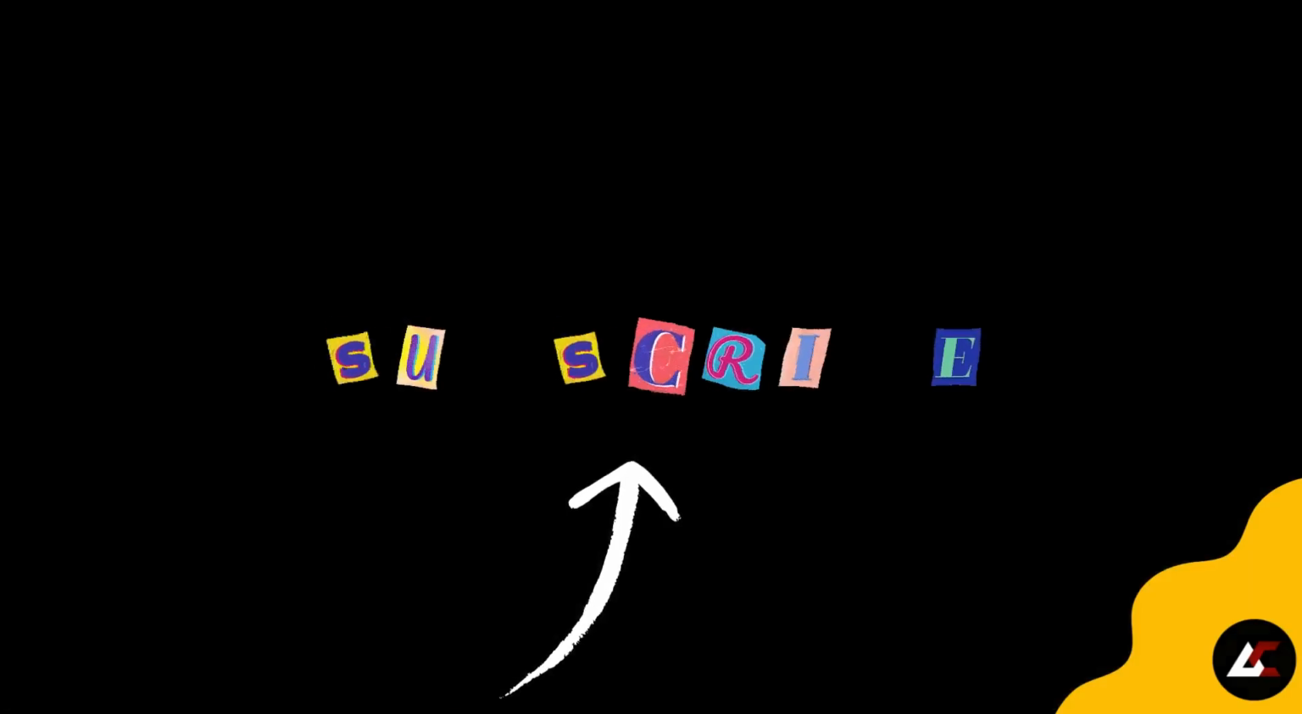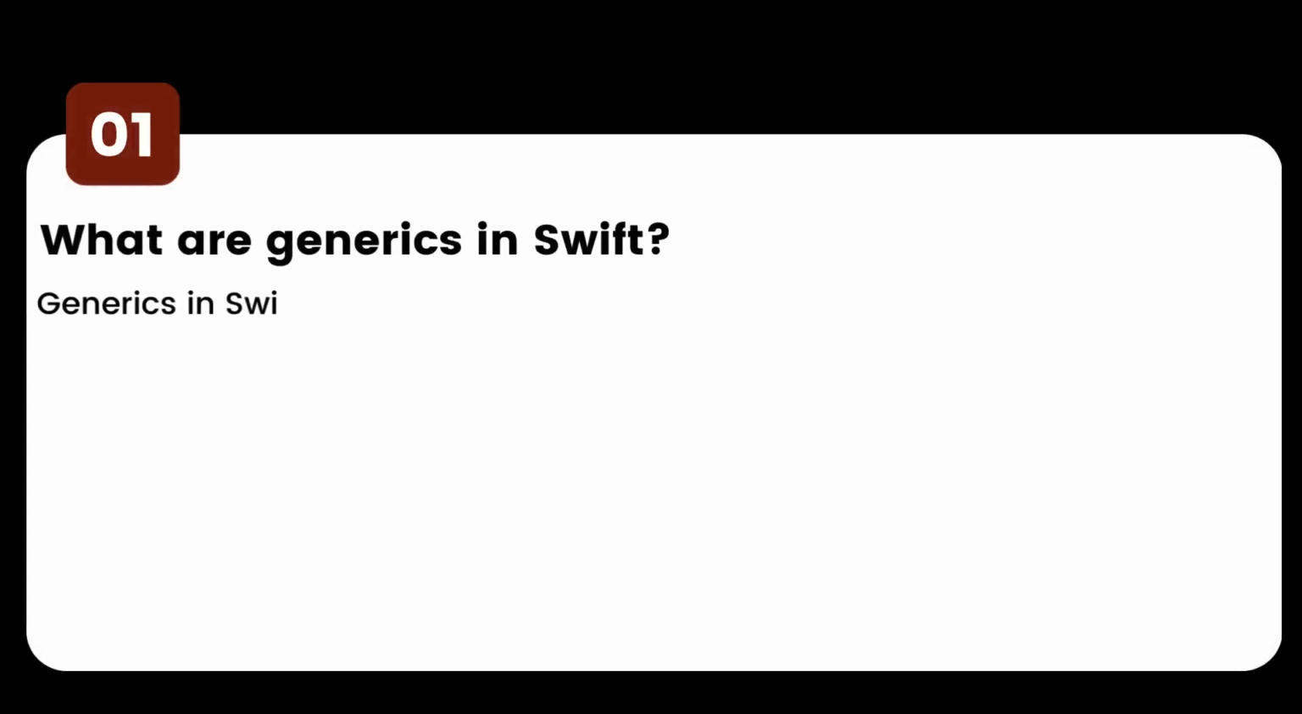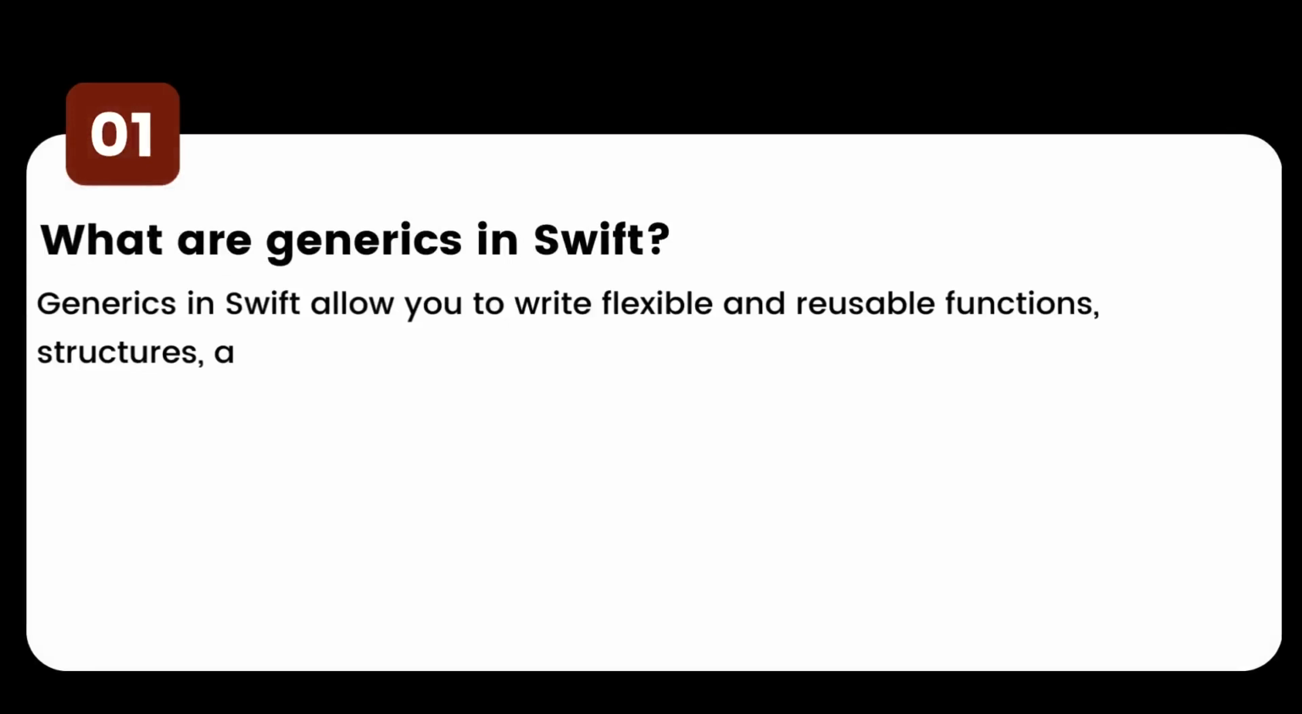So let's get started. What are generics in Swift? Generics in Swift allow you to write flexible and reusable functions, structures and classes that can work with any data type.